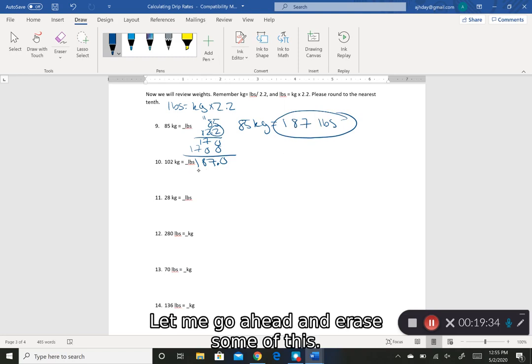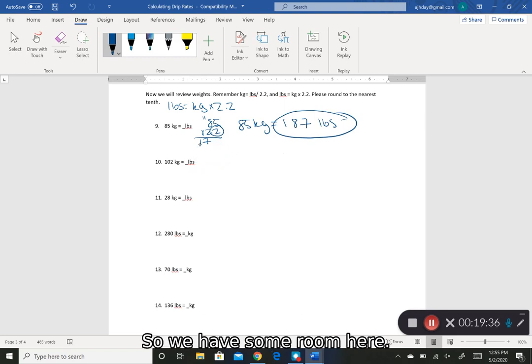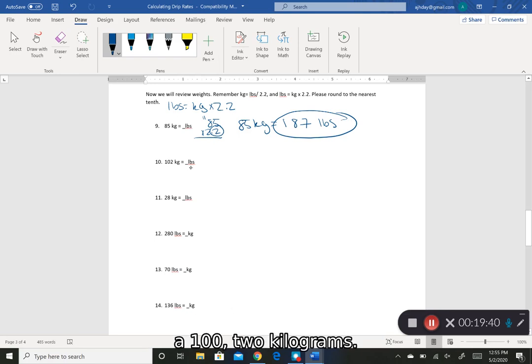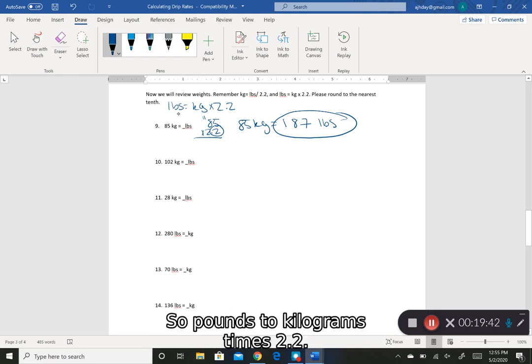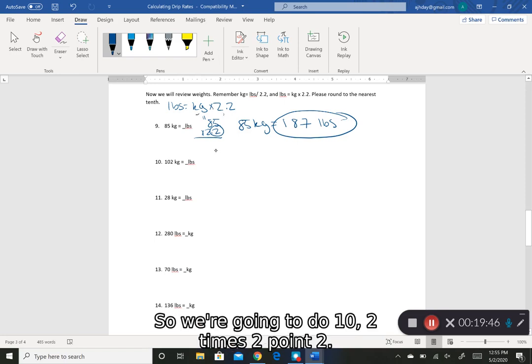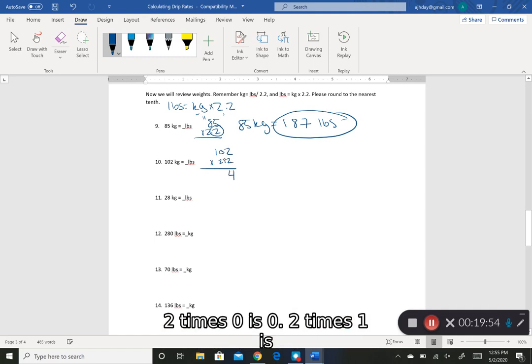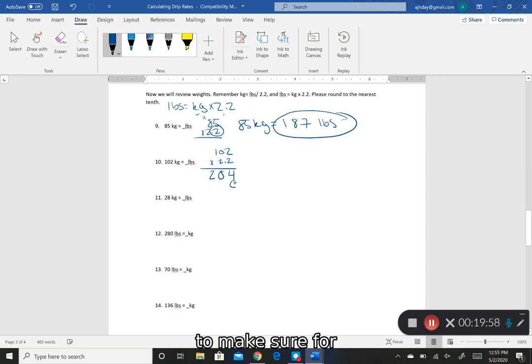Alright, I'm going to go ahead and erase some of this so we have some room here. Looking at our next one, I have 102 kilograms. I'm changing to pounds. So pounds does equal kilograms times 2.2. So we're going to do 102 times 2.2. 2 times 2 is 4. 2 times 0 is 0. 2 times 1 is 2. Make sure for the next column you are putting in your placeholder 0.